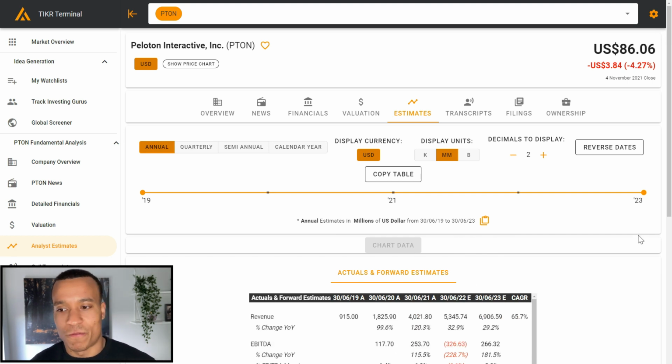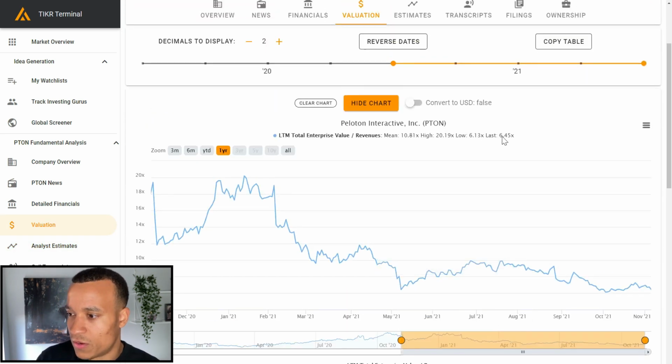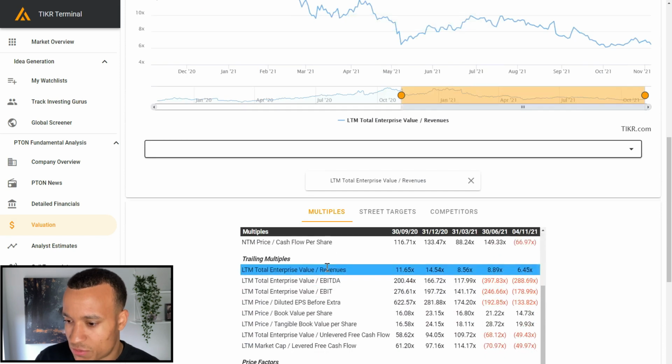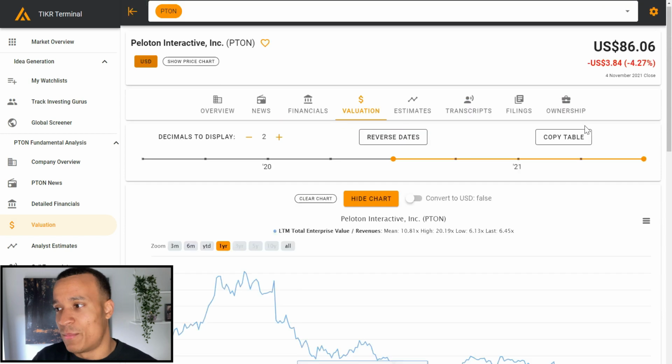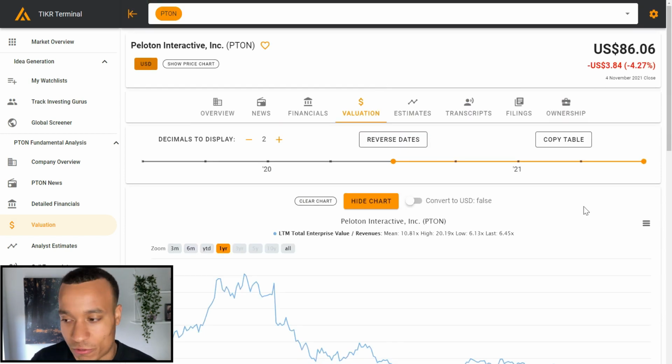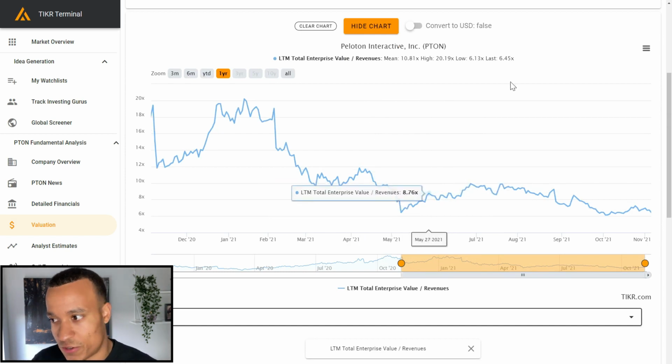Now, 10% growth for a company that's trading at around, I think, a 6x sales multiple. So if I just look here, enterprise value to revenue, it's around 6.5. But that is, to be fair, at the $86 mark, right? That is going to fall significantly, of course, once we take into account that 30% drop.